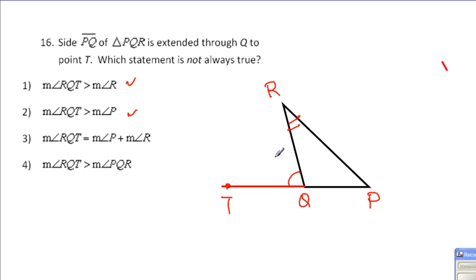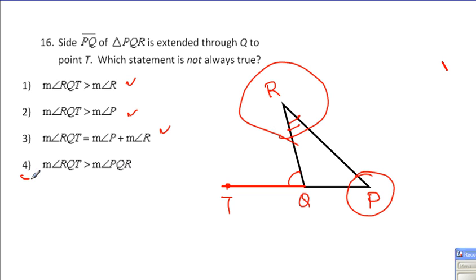this angle. In fact, this is an exterior angle. That means the sum of the two remote, non-adjacent angles. So that makes angle P and angle R, which means the third one is still true. Not true? I guess it's got to be this one, because RQT doesn't have to be greater than PQR. As you can see in this case, that will not be true. So therefore, not always true will be choice number 4. That becomes our answer.